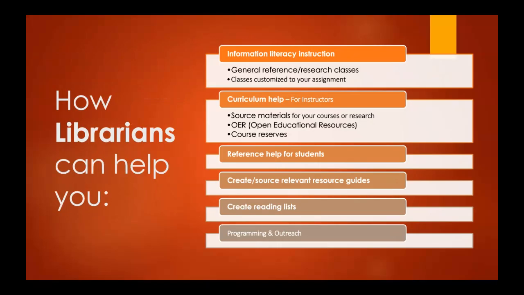Library services are not librarians. Librarians do a little bit different work to help support you and your students. There are 6 of us on staff, 3 are faculty and 3 are reference, and we serve you in different ways. As an example, your library faculty do information literacy instruction, which includes general reference and research classes, and we customize the classes to fit your assignment. We will also come to your classroom, particularly if you are in a computer lab. We also do curriculum help for instructors, so we can source materials for your courses or for your research.